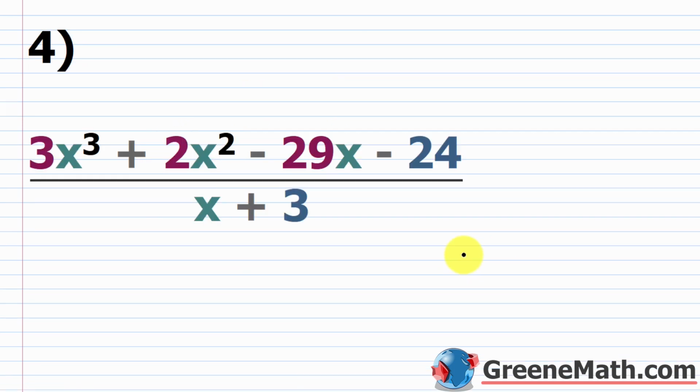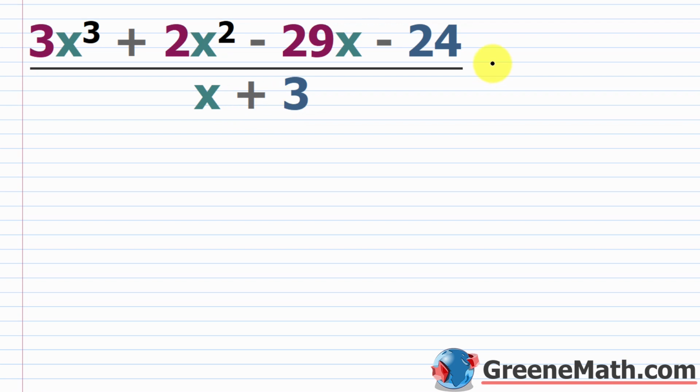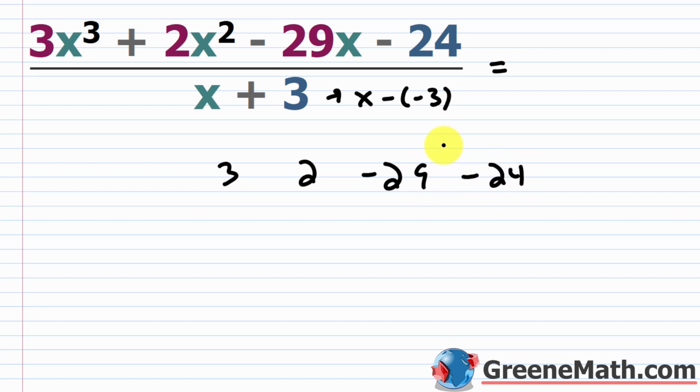Okay, let's look at problem number 4. So we have 3x cubed plus 2x squared minus 29x minus 24 over x plus 3. Again, I'm not missing anything, and everything's in standard form. I need to make sure I write this as x minus a negative 3. So I'll have 3, 2, negative 29, and negative 24. I'm just taking these coefficients.